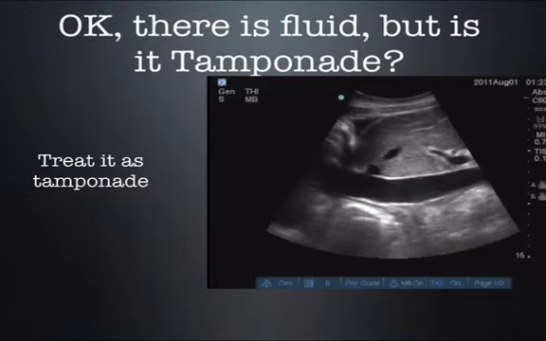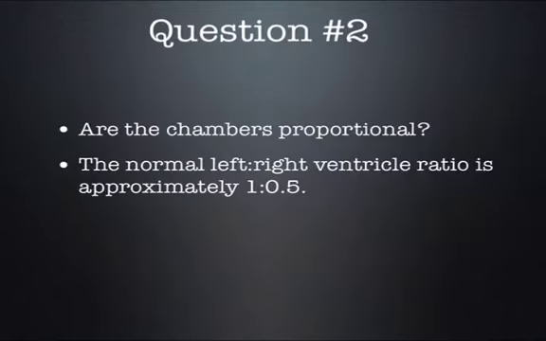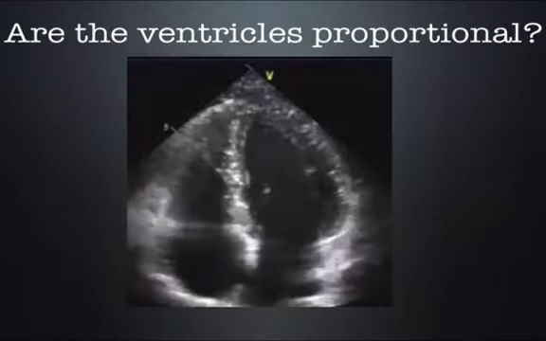We're going to mobilize our consultants or our transport services if we're unable to provide that service at our center, and go ahead and treat this patient as pericardial tamponade. So the second question that we're asking is, are the chambers proportional? The normal left to right ventricular ratio is 1 to 0.5.